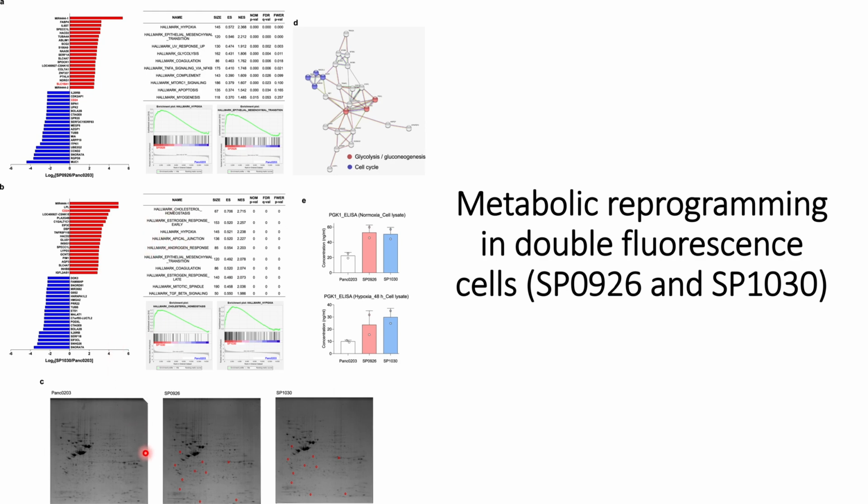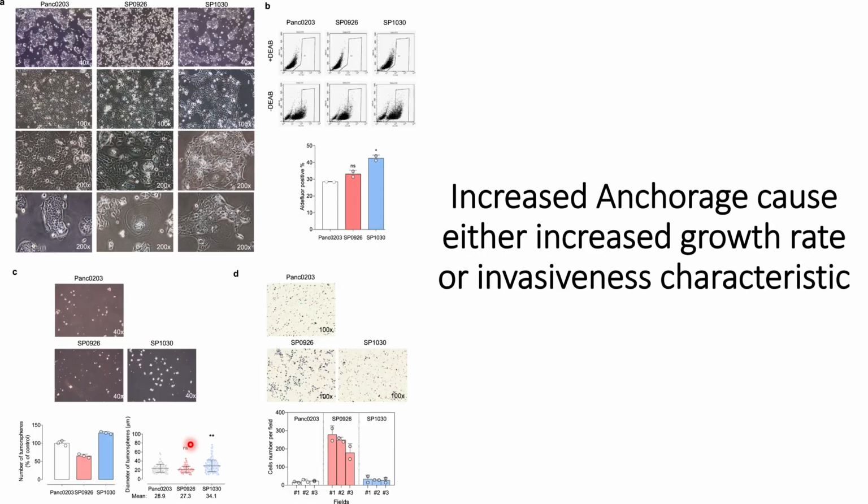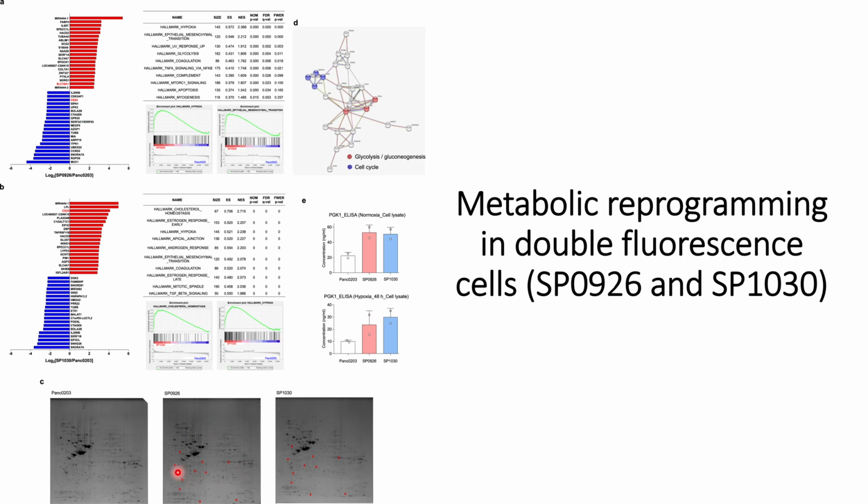After that, they did two-dimensional electrophoresis and found 10 protein spots, where they did proteolysis and proteomics analysis and found that these 10 spots contain 16 proteins, and these 10 spots are upregulated in both SP0926 and SP1030. The criterion that they used for the identified upregulated proteins is greater than twofold upregulation.